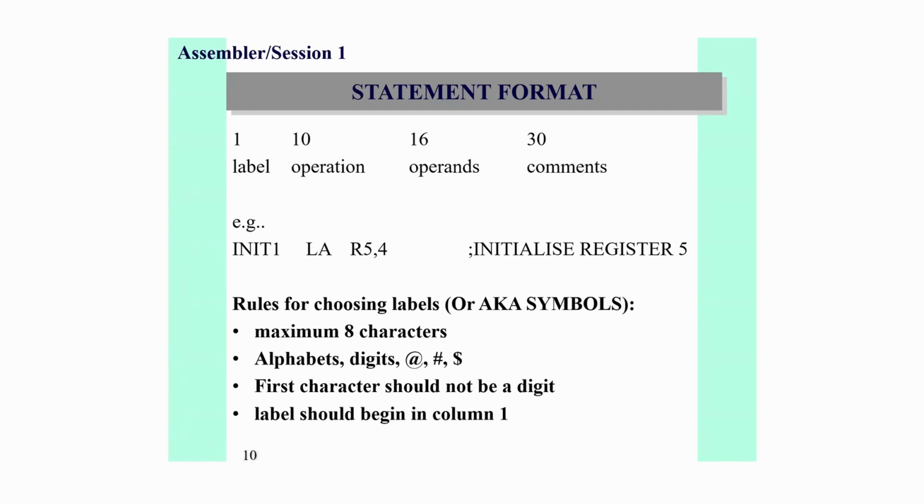So what are the rules for choosing labels? The labels are also known as symbols. Maximum 8 characters. It can contain alphabets, digits, @, hash symbol, dollar symbol. First character should not be a digit, and our label should always begin in column 1. You should not leave any space.